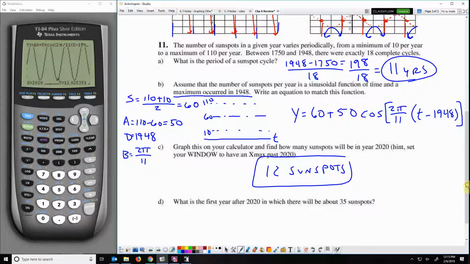The first year after 2020, in which there will be about 35 sunspots, so I'm just going to move the cursor along, 16 sunspots, 24, 33, 44, okay, pretty close to that 33. Somewhere in the year 2021, I would expect there to be 35 sunspots.